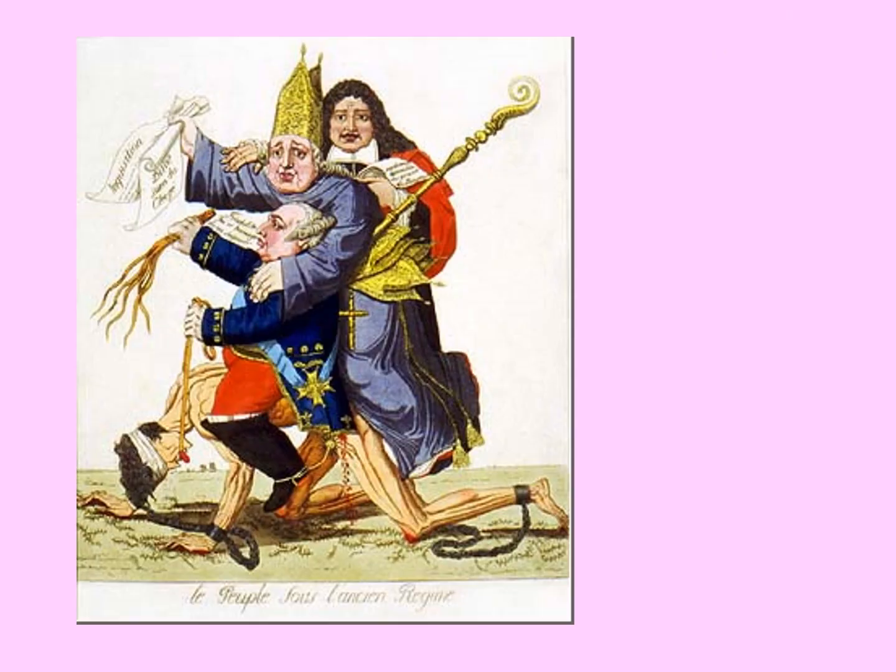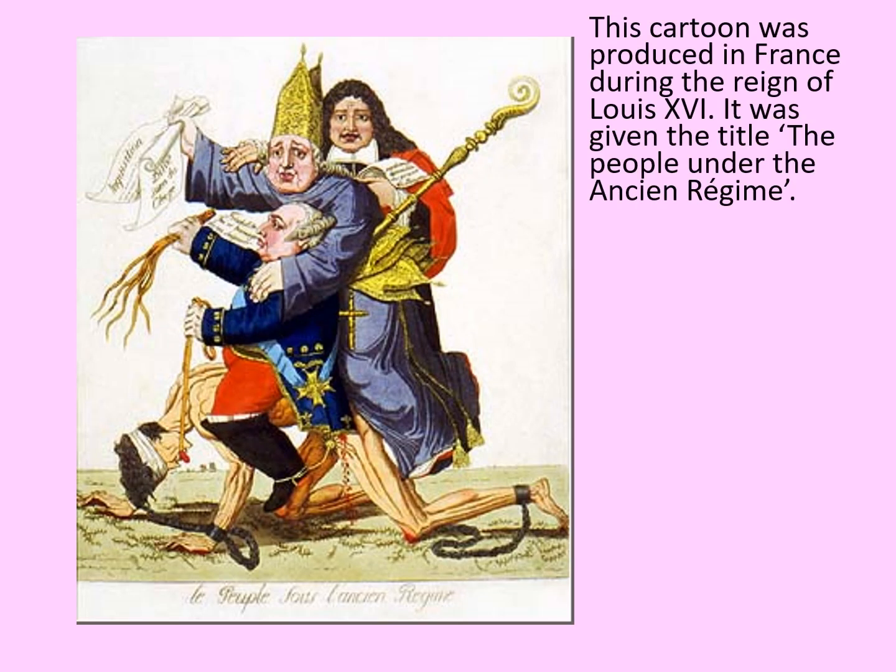Let's have a look at this picture again. You may have seen it before. This cartoon was produced in France during the reign of Louis XVI. It was given the title, The People under the Ancien Régime. Now, the Ancien Régime was the kind of family rule of Louis XVI and his dad Louis XV and his granddad Louis XIV and so forth.